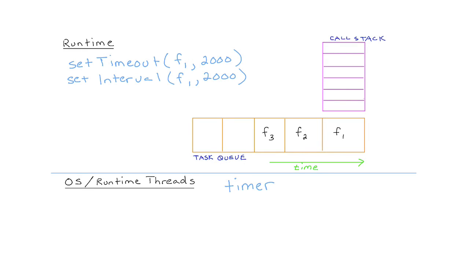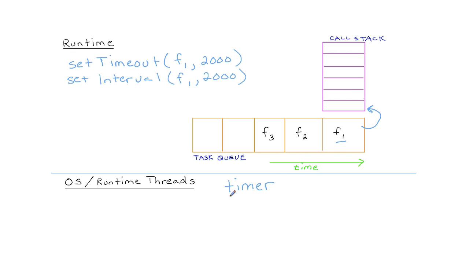We've looked at a couple of ways to get a function onto the task queue and then have the event loop move that function into the call stack and start executing it when it gets to the front of the line. Two of those ways are by using set timeout and set interval.